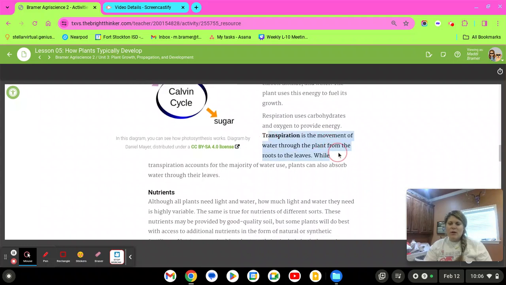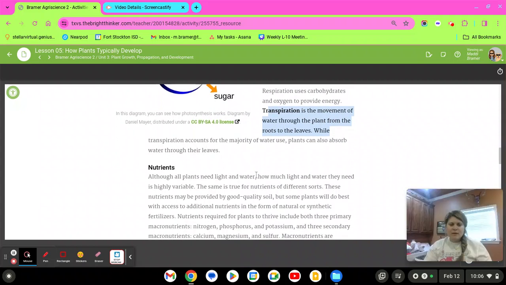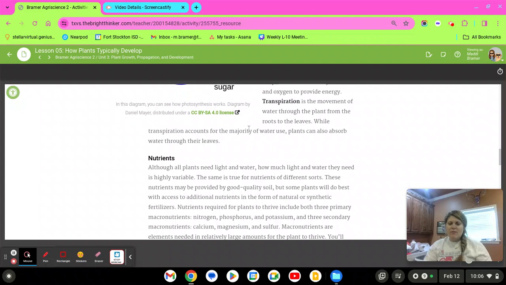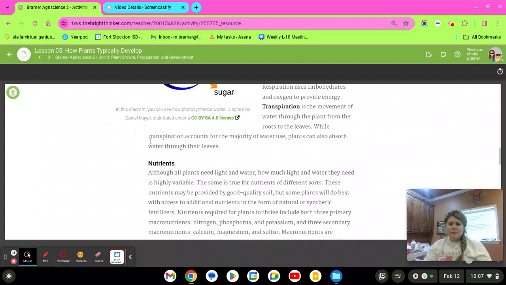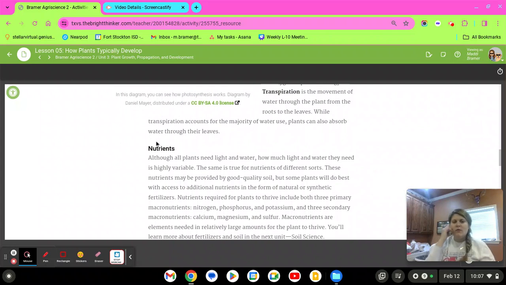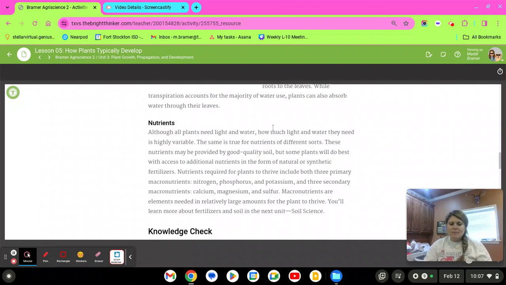Transpiration is water moving through the plant from the root to the leaves. It accounts for the majority of the water use, but plants can also absorb water through their leaves. So when it rains, yes, it's important for the rain to get to the root system, but they can also absorb some water through the leaves, so that's why it's good to water from there as well.